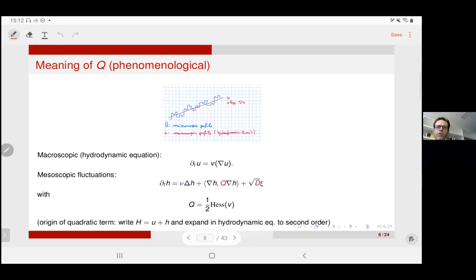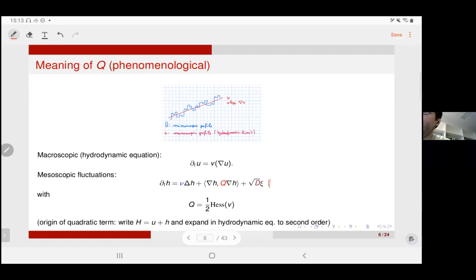And the KPZ equation is supposed to describe, on some mesoscopic scale, which is not small, not large enough so that you still see fluctuations, but not small enough so that you don't see any more the discrete nature of the interface. It's supposed to describe how the fluctuations evolve. Okay, and heuristically or phenomenologically, what is the connection between the KPZ equation and some specific growth model?